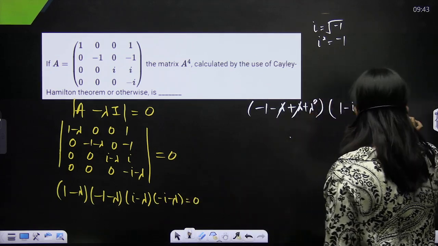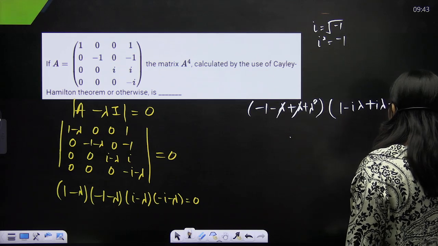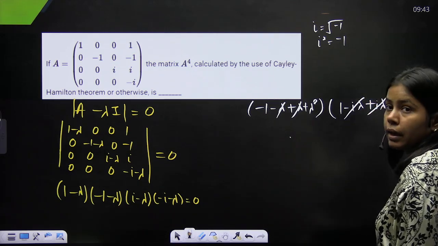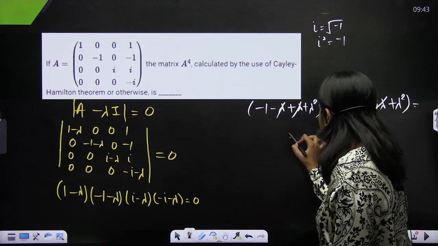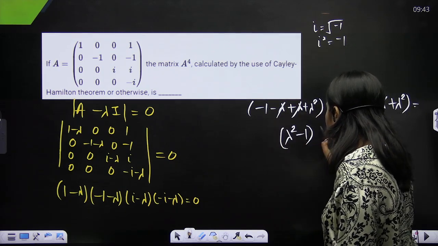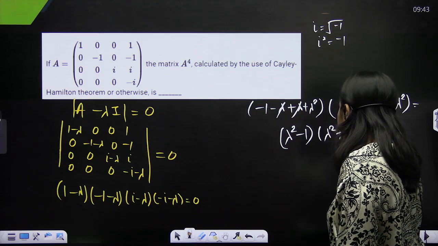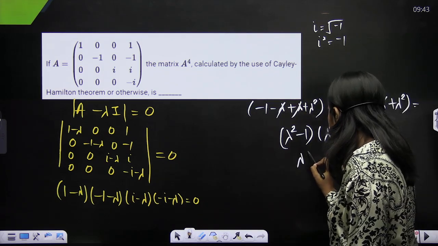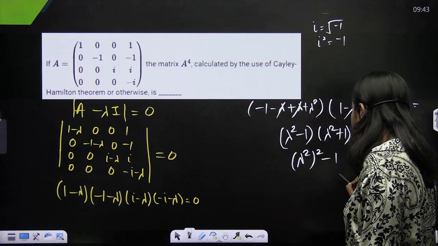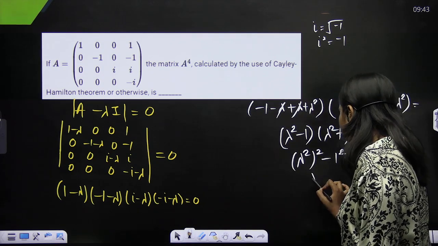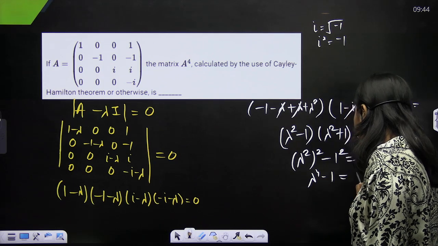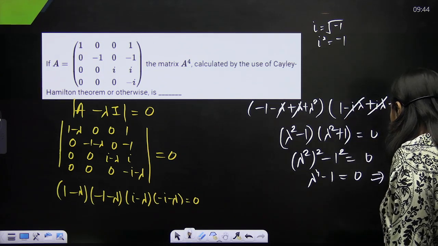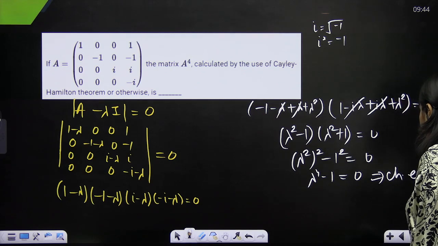And this lambda plus lambda square equals to 0. So these two terms get cancelled. So here I got lambda square minus 1, here I got lambda square plus 1. Lambda square minus 1 into lambda square plus 1. Again a minus b, a plus b, simple format, a square minus b square. Either you can also multiply lambda square minus 1 square. So we will get lambda to the power 4 minus 1 is equals to 0, and I can say that yeah, this is my characteristic equation.